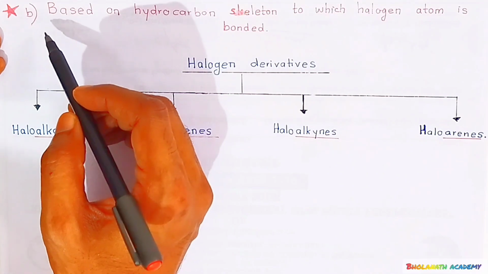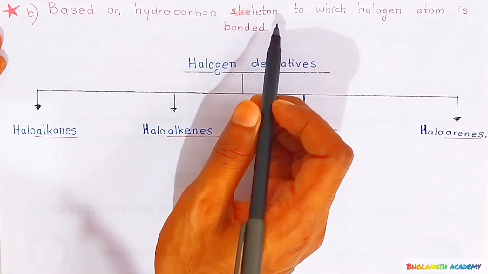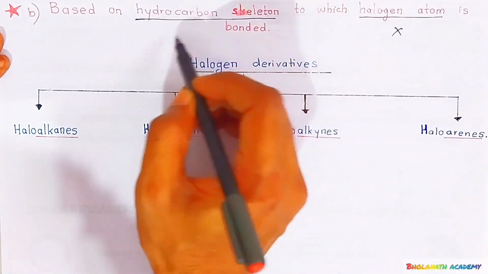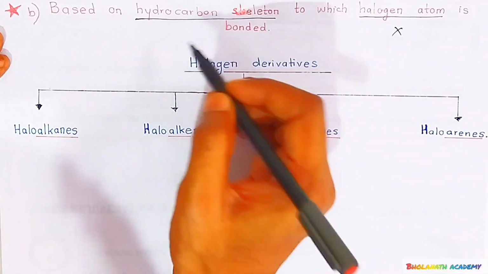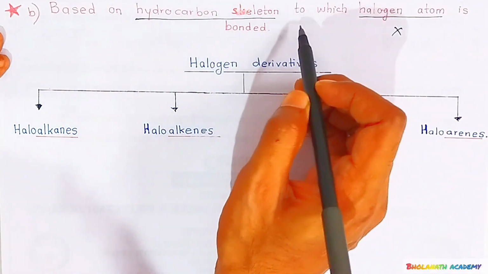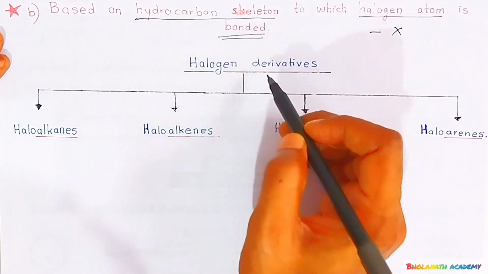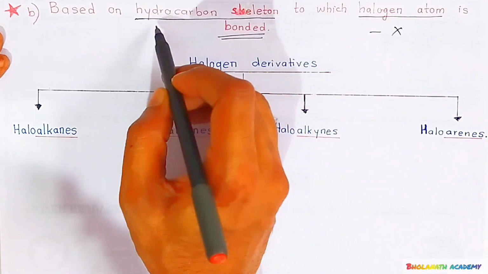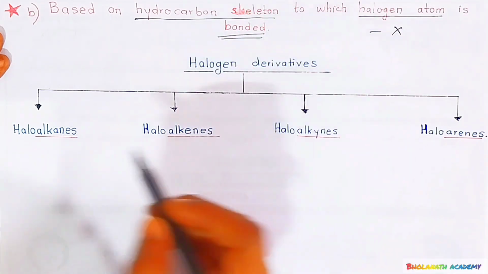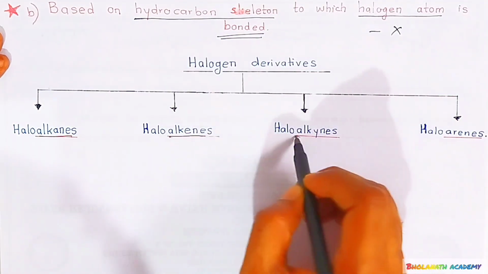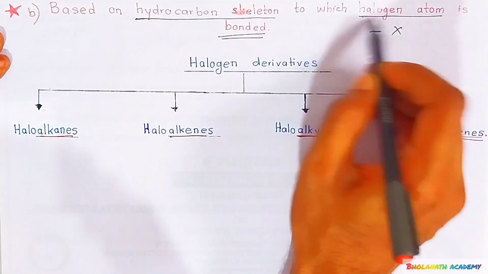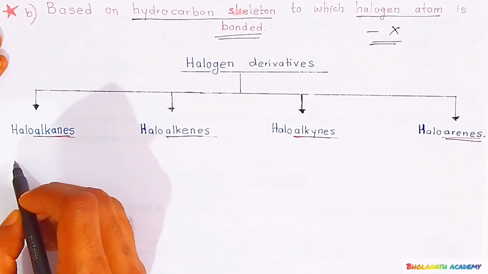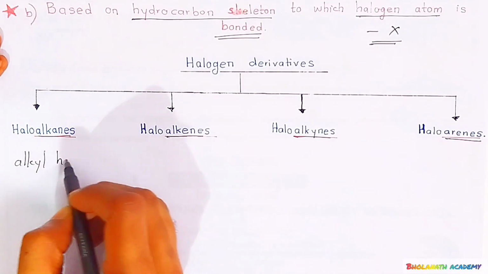The second type of classification is based on the hydrocarbon skeleton to which the halogen atom is bonded. It may be aliphatic or aromatic. Halogen derivatives are also classified on the basis of the hydrocarbon skeleton to which the halogen atom is attached. The hydrocarbon may be, students, alkanes, alkenes, alkynes and arenes. If a halogen atom is attached to an alkane, the compound is called a haloalkane. That is also called an alkyl halide.